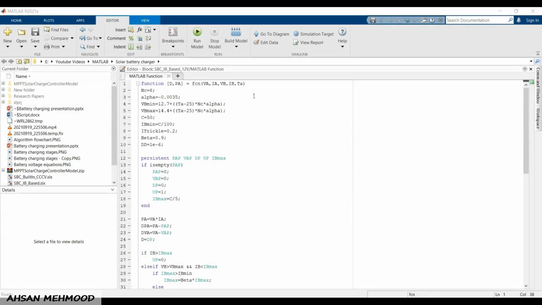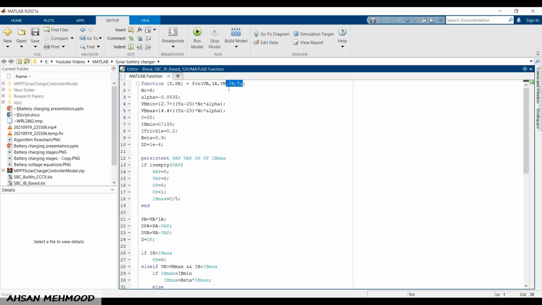This is the implementation of 3-stage battery charging algorithm in MATLAB function block of Simulink. Array voltage, array current, battery voltage, battery current, and battery's ambient temperature are the inputs of this block. The output of this block is duty ratio D.